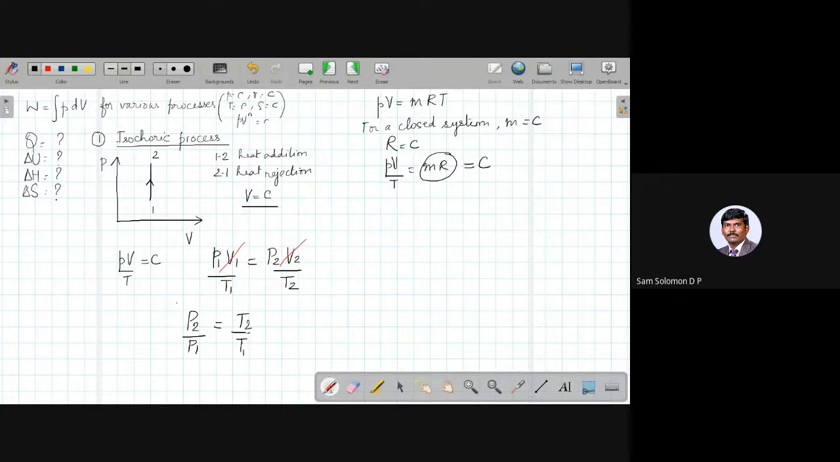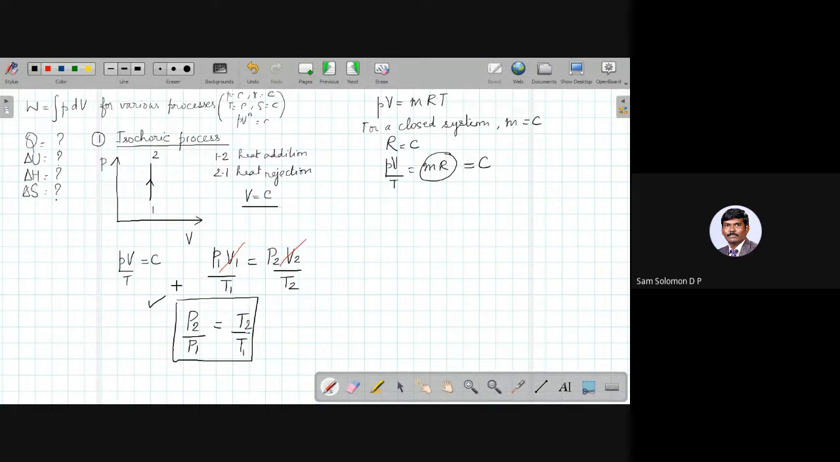Okay, so sometimes this relationship will also be necessary to find. They will give you the value of pressure and temperature for one state point and maybe temperature for the other state point. Then you have to find out the pressure of state point 2. So you will be needing this particular relationship.